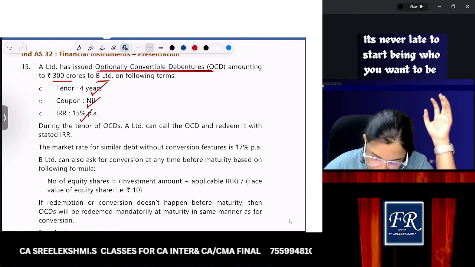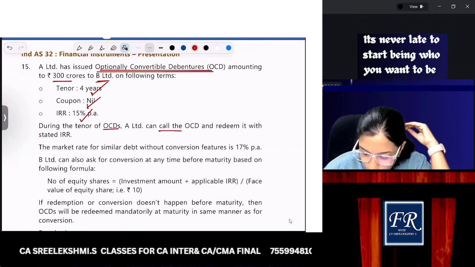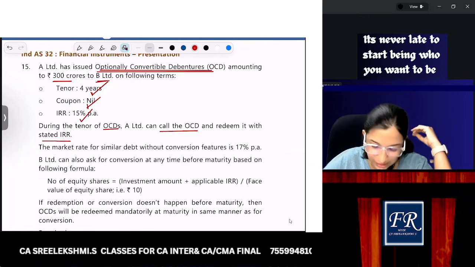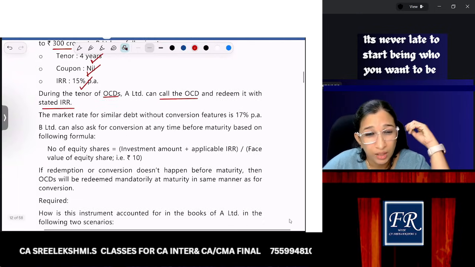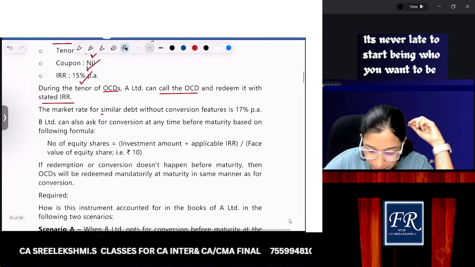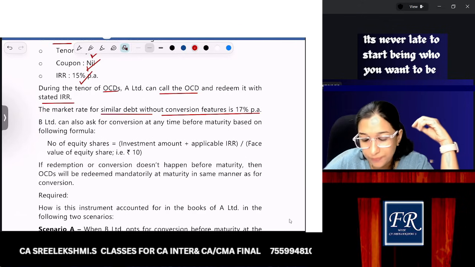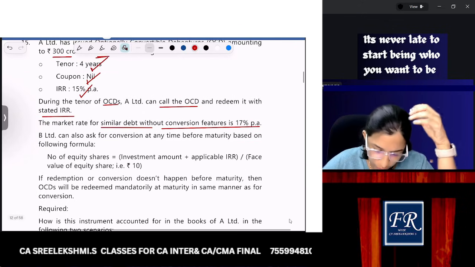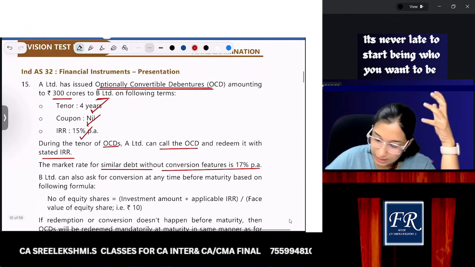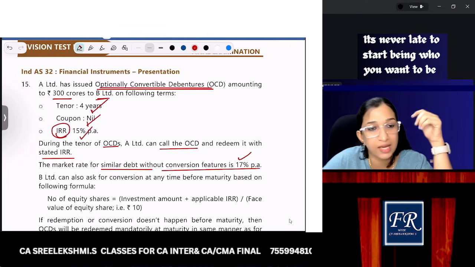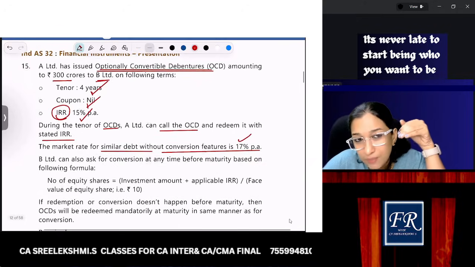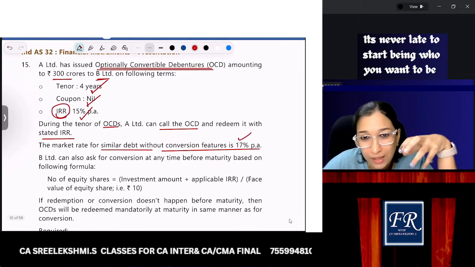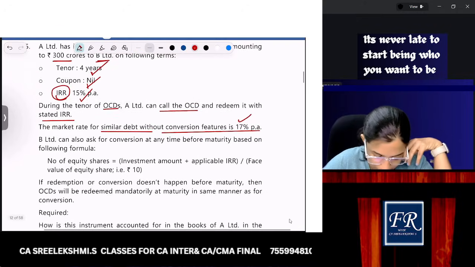During the tenure of these OCDs, A Limited can call the OCD and redeem it with the stated IRR. Okay, A Limited can redeem it also. The market rate for similar debt without conversion option is 17% per annum. So I have a confusion. Market rate is 17%. What is this IRR? Why is IRR given? Is it based on the original contract? I don't understand this. So let's read further.